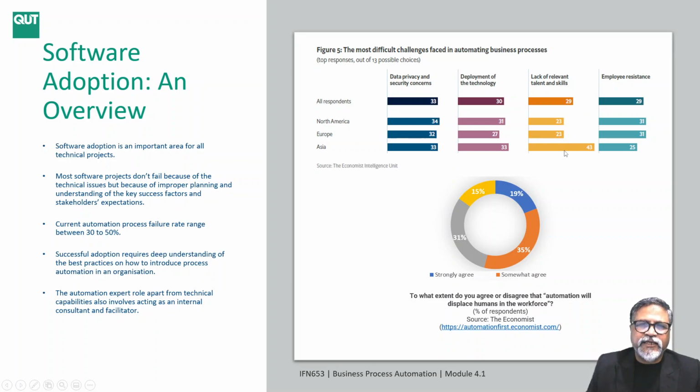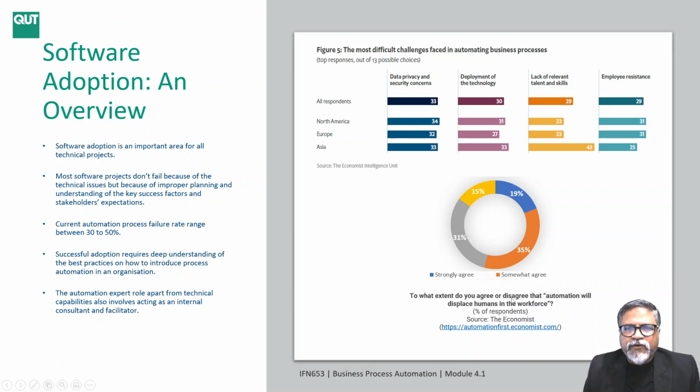And if you look at Asia and Australasia, about 43% of issues are related to lack of relevant talent and skills to carry out automation projects. And of course, employee resistance is mentioned as an important aspect, which leads to difficulties in automation projects.